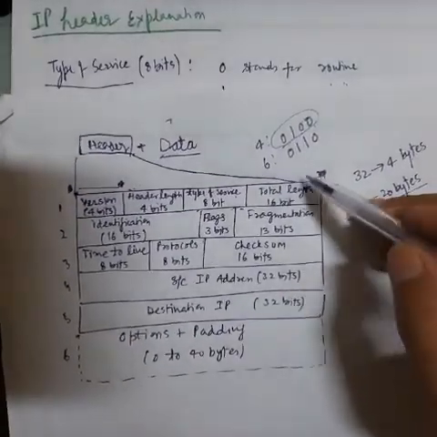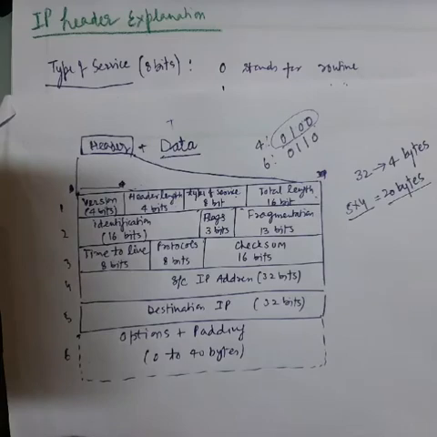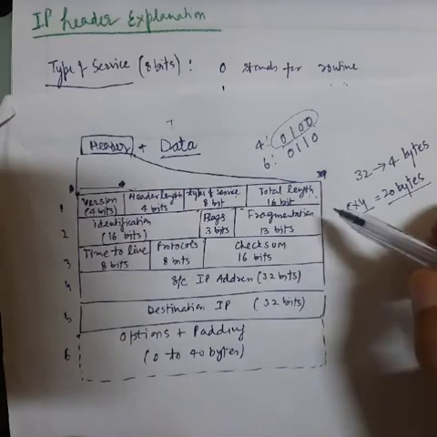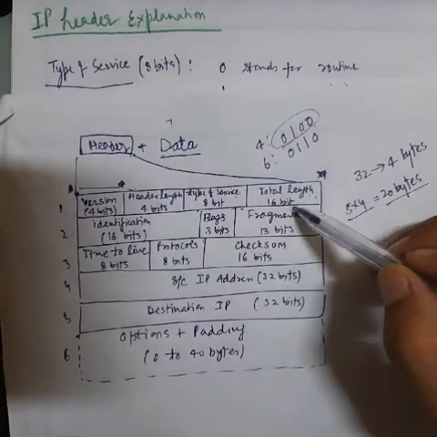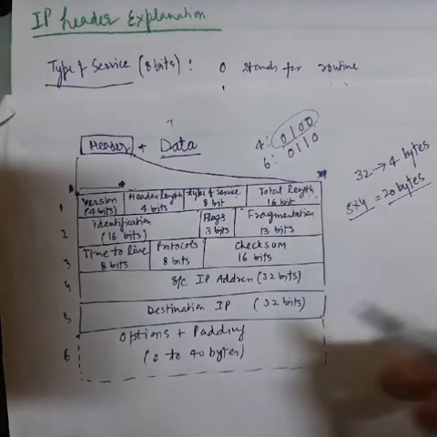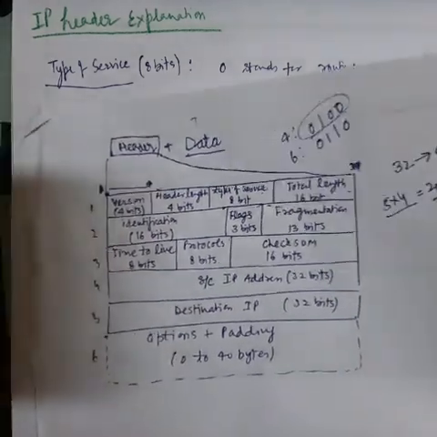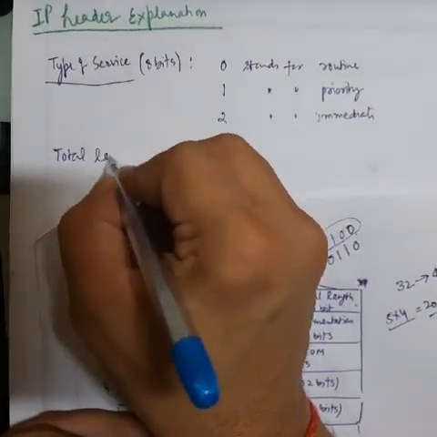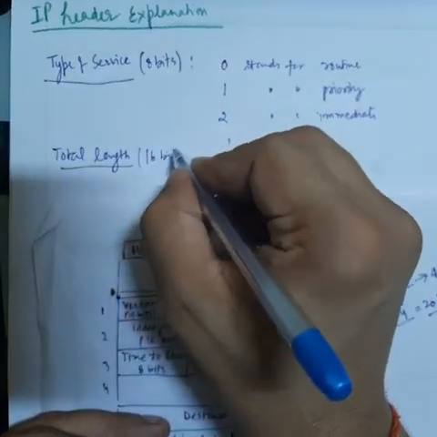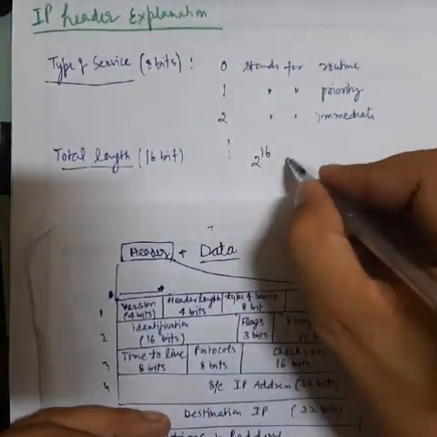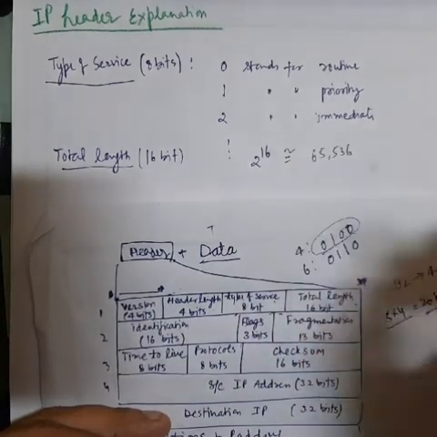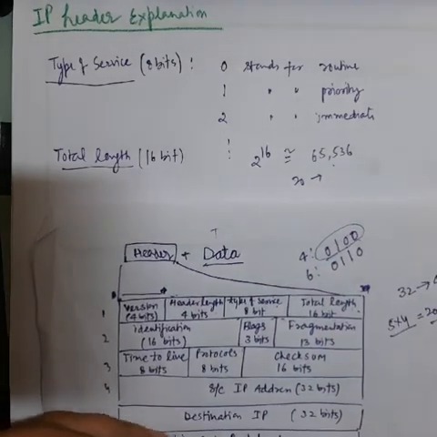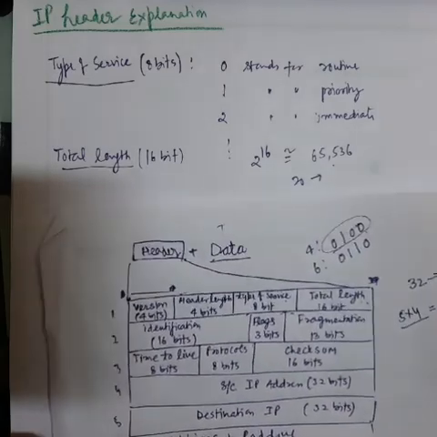Now the next field is total length. In total length we include the header plus the data we use. As per the 16-bit representation of this field, the maximum size we can use is 2 to the power 16, or we can say 65,536. So up to 65,536 size in this field we can include.